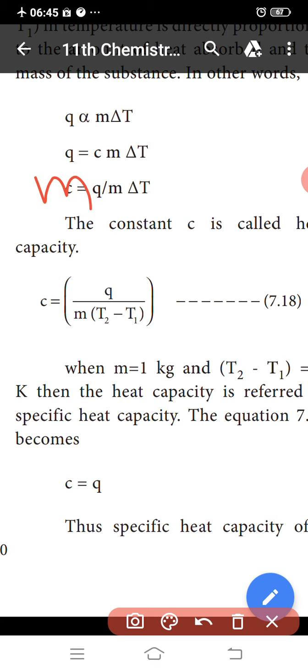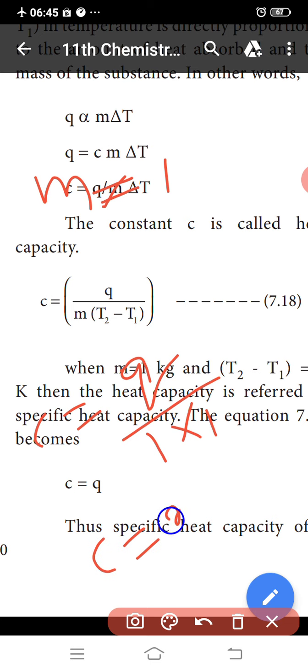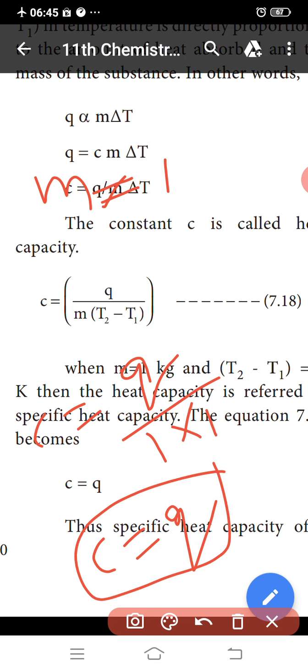M value substitutions 1. So C is equal to Q by 1 into T2 minus T1. So C is equal to Q. The specific heat capacity of a system is defined as the heat absorbed by 1 kilogram of substance to raise its temperature by 1 Kelvin at the specified temperature.